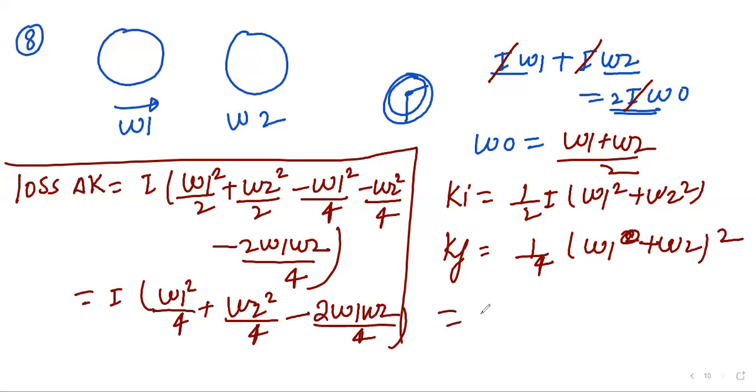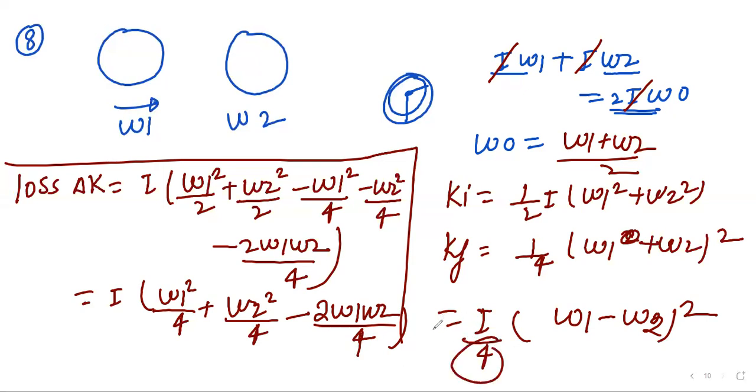So the LCM is 4, so take it out. Your answer will be ω1 minus ω2 whole square. Why is it so? It is a square plus b square minus 2ab, right? We have taken the 4 outside. So this will be the final kinetic energy loss value.